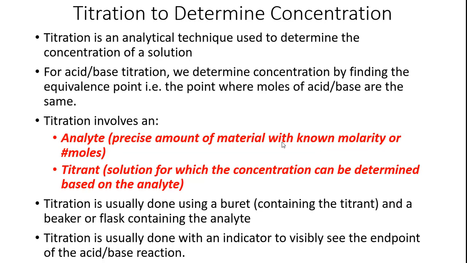Right? So titration is also usually done with an indicator because you can't visibly see the endpoint or the equivalence point of the acid-base reaction. So you need some type of indicator. And in our case, we're going to use phenolphthalein.